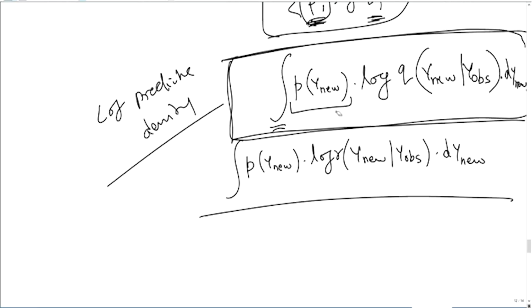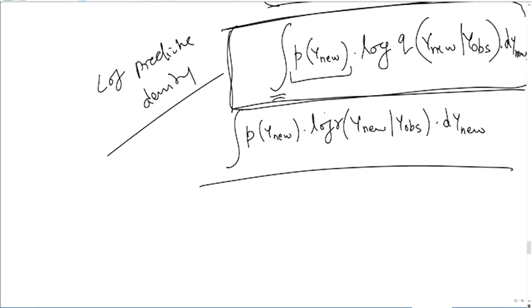There is actually a much simpler solution than you think. You know about Monte Carlo integration. I think I taught you briefly how Monte Carlo integration works. We are going to apply Monte Carlo integration here to solve this problem. What is happening here is that this is some function, log of q y new given y obs, the distribution of some variable y new, and we are integrating this whole thing with respect to this variable y new.